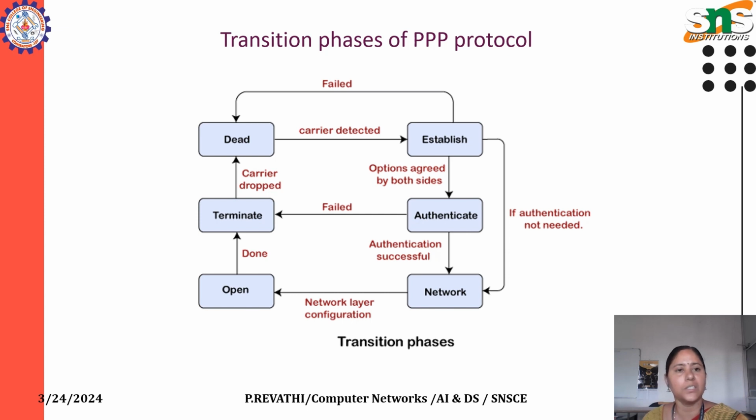On reaching the termination phase, the link moves to the dead phase, which indicates that the carrier which was earlier created is dropped. There are two more possibilities that can exist in the transition phase. The link moves from the authenticate to the terminate phase when the authentication fails. The link can also move from the established to the dead state when the carrier fails.